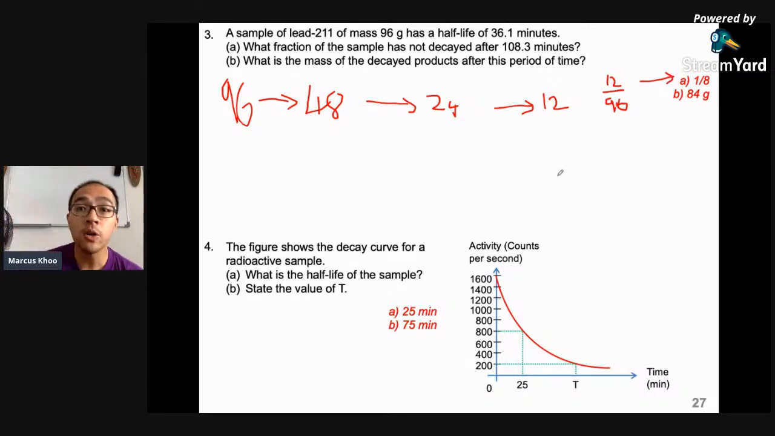So this is another way the question can be worded. But the basic premise is still the same. We still want to know how much has not decayed, only that our final answer is given in fraction only. We give it only in fraction.